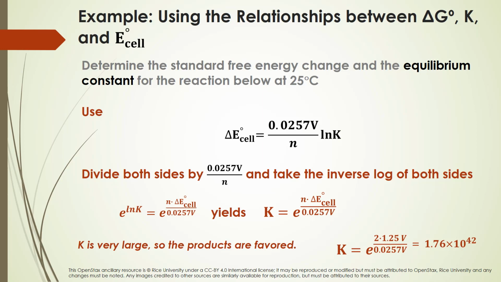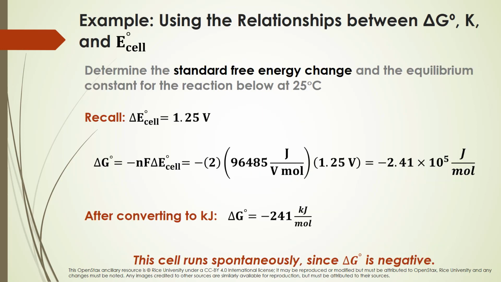That means the products are very, very strongly favored. So let's also calculate the free energy. We need our equation that relates our cell potential and free energy. When we plug everything in, we have 2 moles of electrons transferred per mole of reaction, multiplied by Faraday's constant, multiplied by our cell potential that we already calculated, and we get negative 2.41 times 10 to the 5th joules per mole. We notice the negative sign, so this is a spontaneous reaction. It's a good thing because our equilibrium constant was very large, and so luckily those two things line up. And this is in joules per mole.